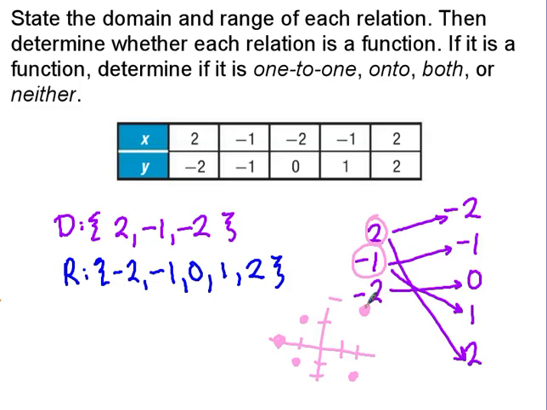Now, a function has to pass what's known as the vertical line test. Okay? Would this pass the vertical line test right here? No, it doesn't. It touches 2 points. Would it pass the vertical line test here? No, it touches 2 points. Okay? So that's another way you can do it. Graph it out real quick. See if it touches 2 points. Okay? So since that's not a function, you would just write not a function.